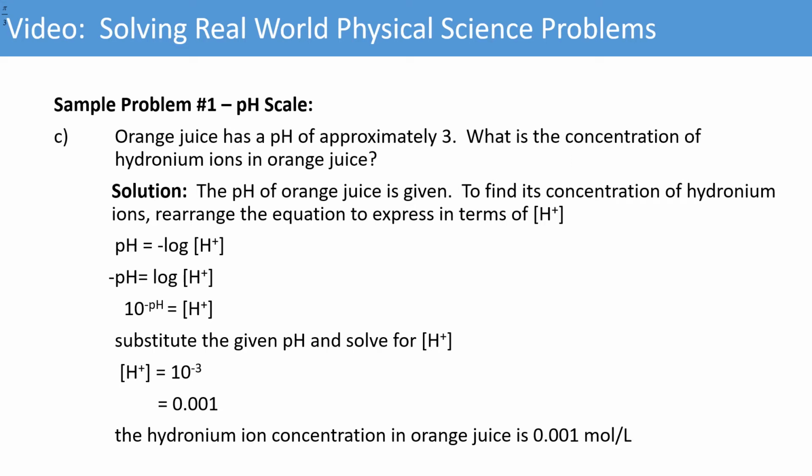Substitute the given pH and solve for H+. So H+ is 10 to the negative 3, which is 0.001. So our solution, the hydronium ion concentration in orange juice is 0.001 mole per liter. Interesting.